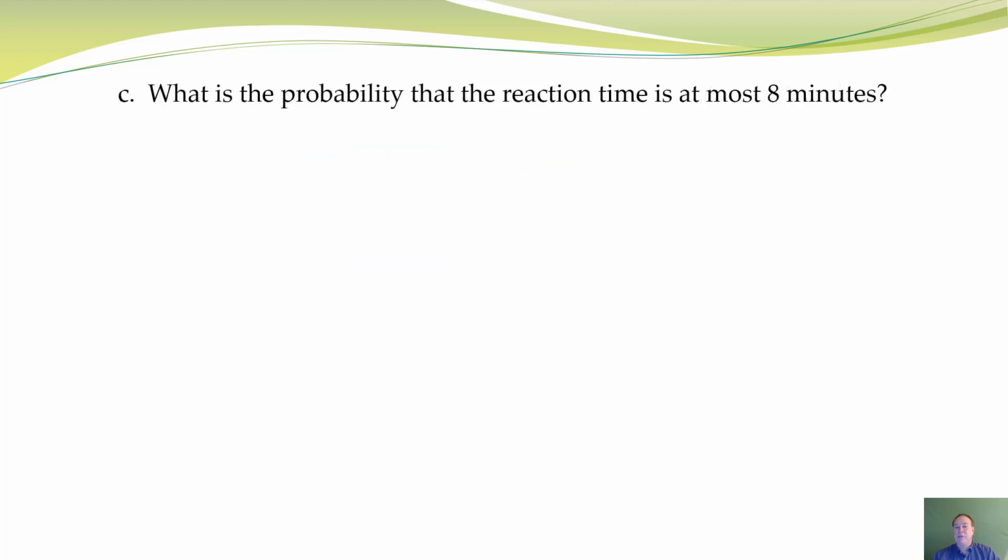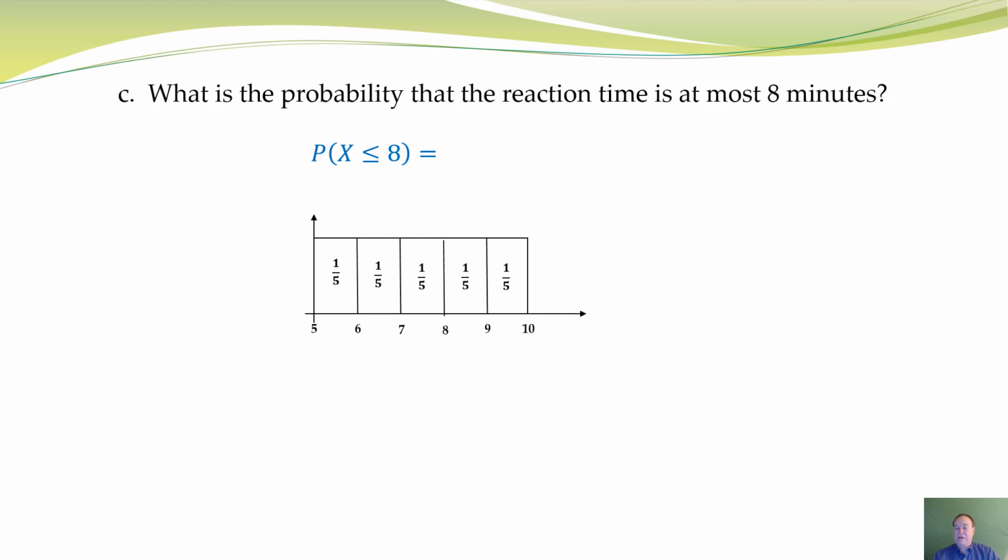Now, what if I want the probability the reaction time is at most 8 minutes? Now we have to understand what at most 8 minutes means. Well, that means the probability x is less than or equal to 8. So we have our curve. Now I want it less than or equal to 8, so I want everything down here, which turns out to be 3 of the sections. So 3 times 1/5 is 3/5.